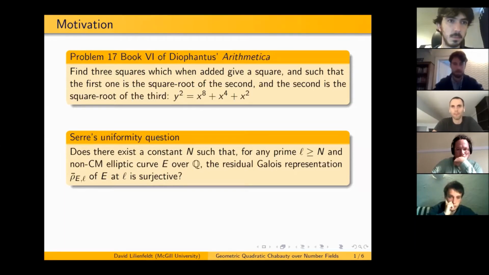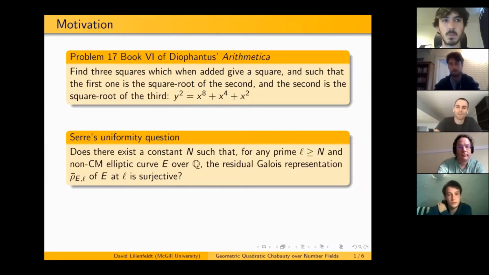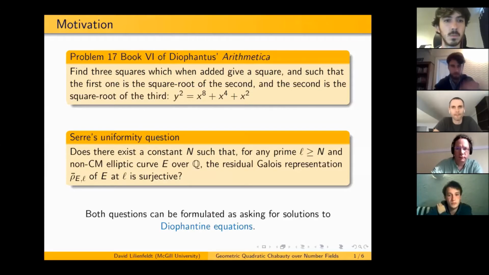This question may be rephrased in terms of moduli spaces of elliptic curves, parameterizing some extra structures concerning these Galois representations. This can be transformed into a problem of finding rational points on certain modular curves. And because these modular curves are algebraic curves over Q, they're defined by certain equations, and therefore, again, this is really a question about finding rational solutions to polynomial equations. So what these two questions have in common can be formulated as follows: they can both be restated as asking for solutions to certain Diophantine equations.